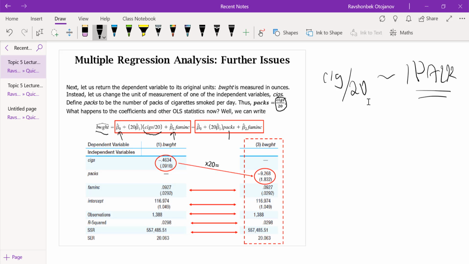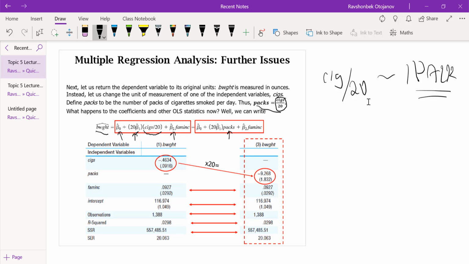So here is a new variable. After that, we have a new variable named pack based on this formula. But with this transformation, we're also transforming the coefficient estimates essentially. So we multiply the beta 1 hat by the same number that we are dividing the X6 with. So if we divide cigarette by 10, then we have to multiply beta 1 by 10. Since this is 20, we multiply this by 20 as well.